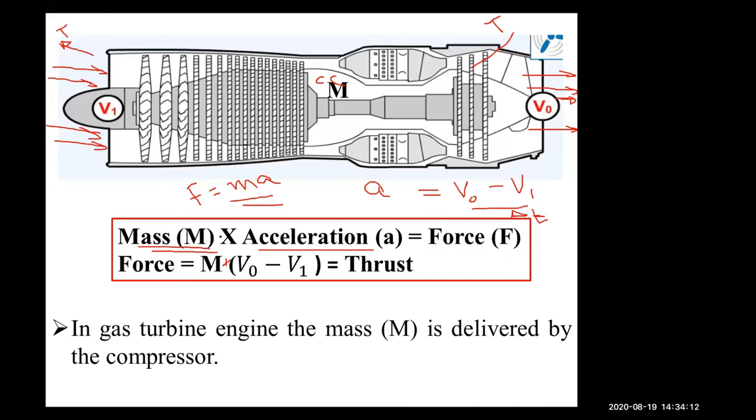In a gas turbine, the mass M is delivered by the compressor. When this compressor rotates, the mass of air from the atmosphere will be delivered to the engine and to the combustion chamber. In this combustion chamber, of course, fuel will be added normally.